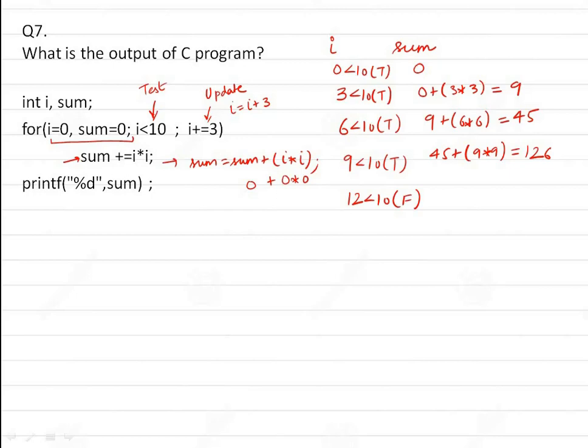And since we exit from the loop, finally we will print the value of sum because of this statement, so the output is 126. So this you need to fill in the blank. Those who have written the correct value 126 will get the marks in this case.